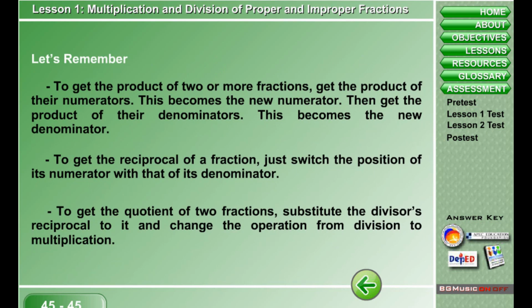To get the reciprocal of a fraction, just switch the position of its numerator with that of its denominator. To get the quotient of two fractions, substitute the divisor's reciprocal to it and change the operation from division to multiplication.